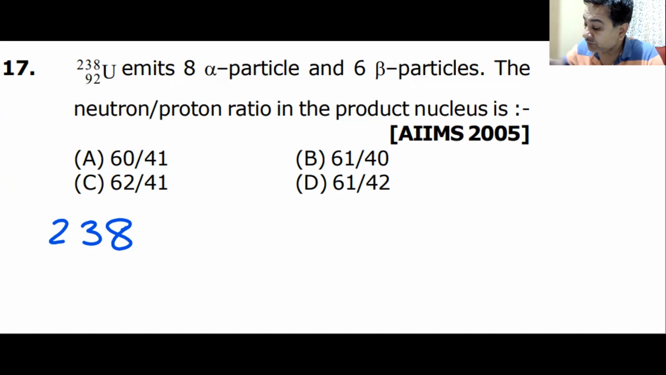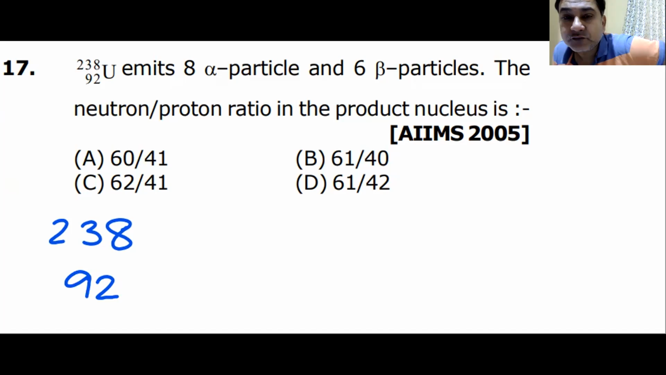Yes, sir. What is 92 here? Number of protons. Yes or no? How do I get the number of neutrons? I subtract 92 from 238. So that is how you get the number of neutrons. From the mass number, you subtract the atomic number. But I have to find the neutron to proton ratio in the product nucleus.